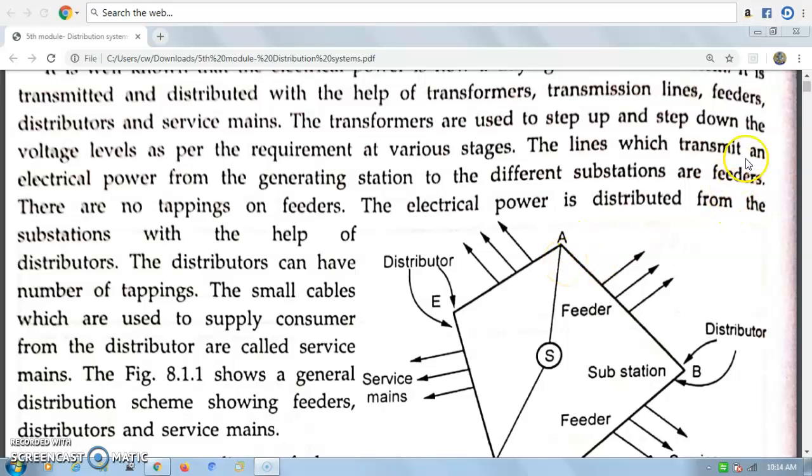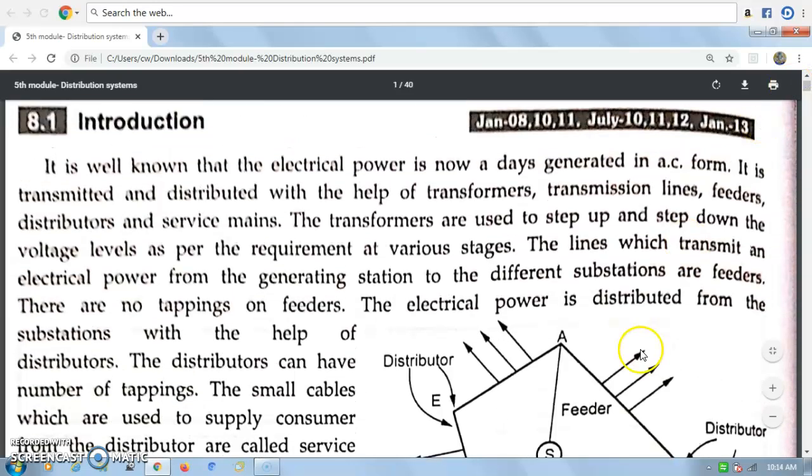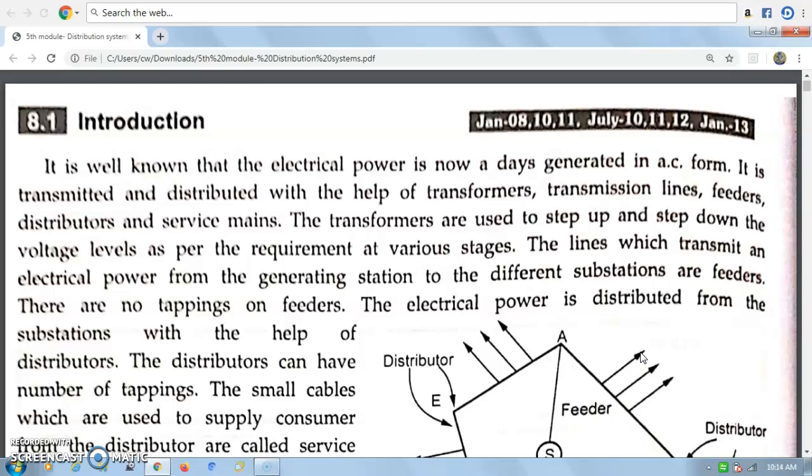Hi everyone, let's have a discussion on the fifth module, that is distribution system. Here there are mainly two parts. First is DC distribution system, second part is AC distribution system. First let's have a discussion on DC distribution system.